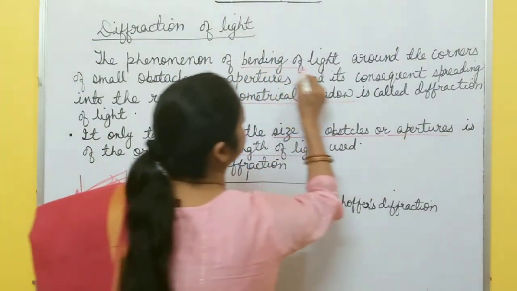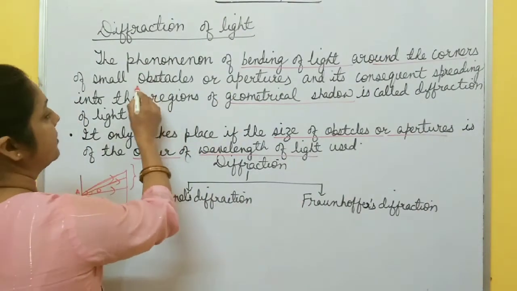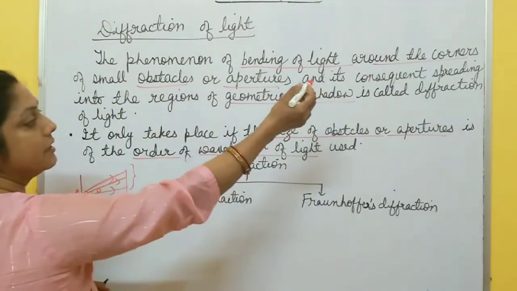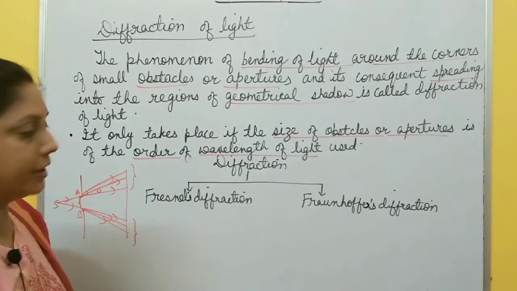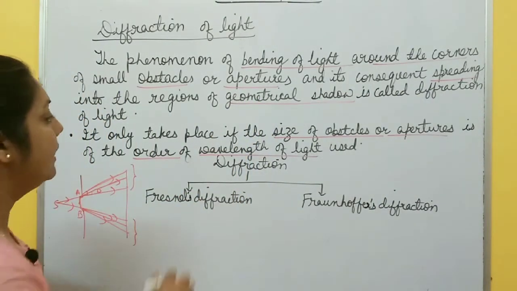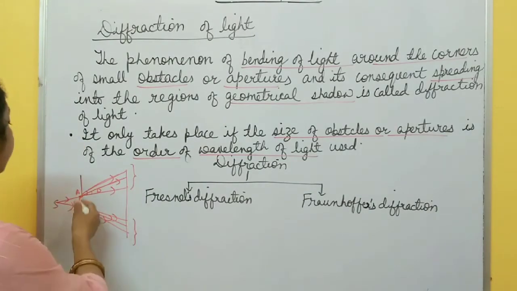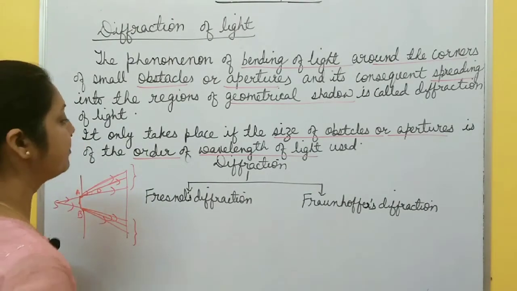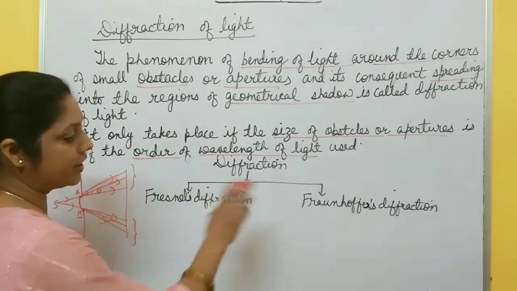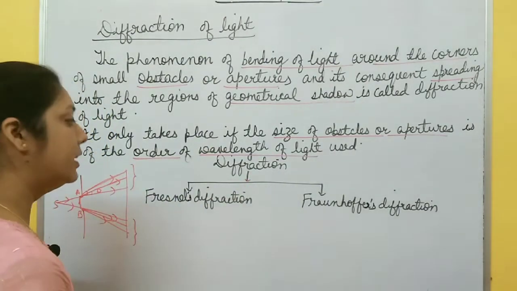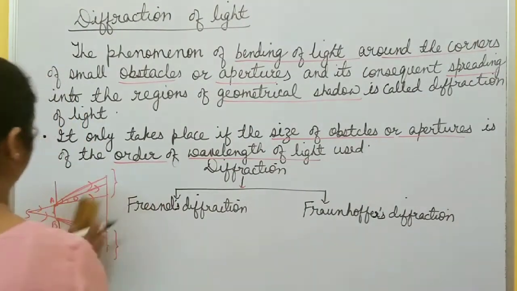Bending of light around the corners of a small obstacle or aperture, and it's spreading in which region? In the region of geometrical shadow. This is diffraction of light, and it only takes place if its size is comparable to the wavelength of light used, right? Now this diffraction is of two types. One is Fresnel diffraction, the other one is Fraunhofer diffraction. What is this Fresnel diffraction?